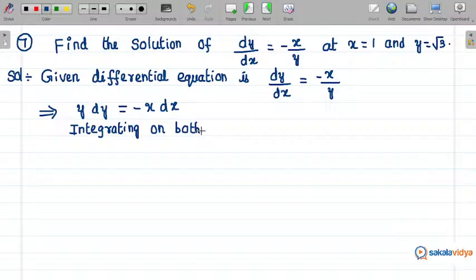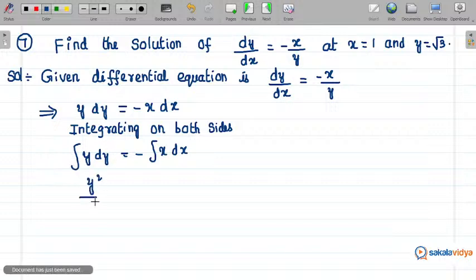So, integrating on both sides. So, now what do we get? That is integral of y dy, negative, integral of x dx. So, integral of y dy is y square by 2 equal to minus integral of x dx, which is x square by 2 plus constant of integration.